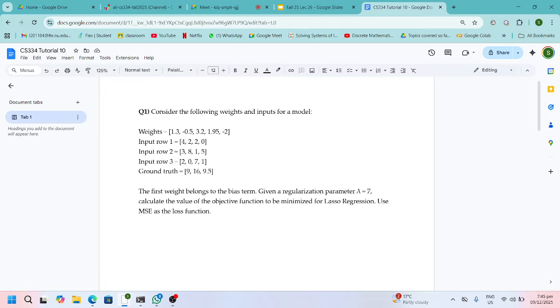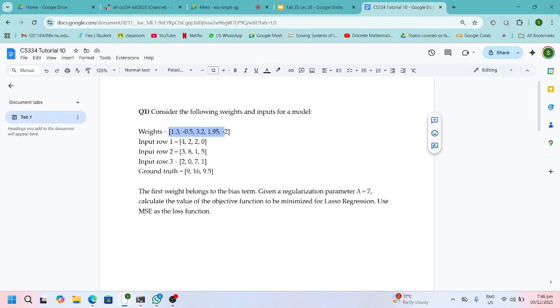Yes. Perfect. So consider the following weights and inputs to your model. Weights आपको ये दिए हुए हैं 1.3, -0.5, 3.2, 1.95 and -2. Then you are given three input rows against their ground truths. So this is how it works. Input row 1 जो है उसके अंदर you have 4220, then 3815, then 2071. And these are the ground truths against every single input.